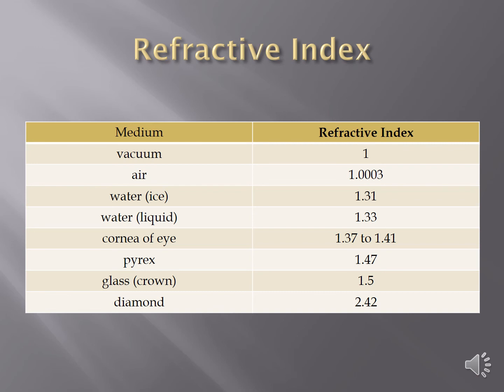Water in the form of ice is 1.31, which of course expands when frozen, as water does, and so it's less dense, so it has a smaller refractive index as compared to liquid water. The cornea of your eye refracts light some, that's its refractive index. Pyrex, which is the heat resistant glass that we use in cooking, is 1.47, crown glass 1.5, and a diamond, you can see, has a really high refractive index, 2.42, which is why it sparkles and it's refracting the light and it splits it up into its different colors.